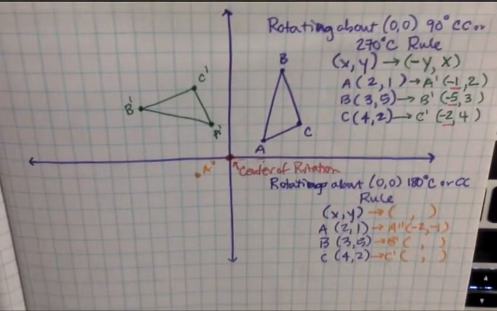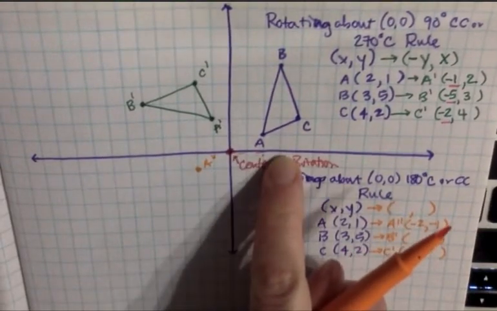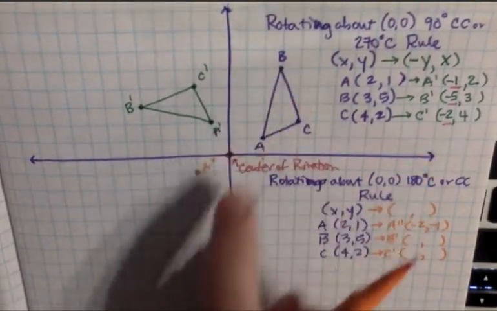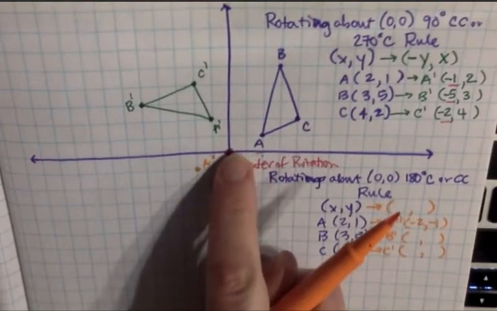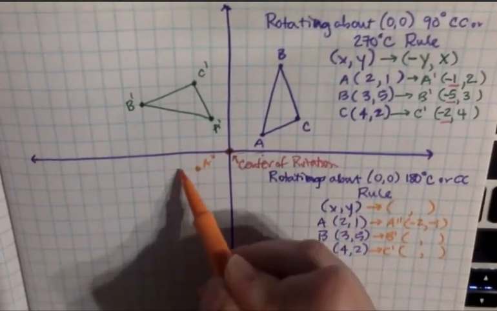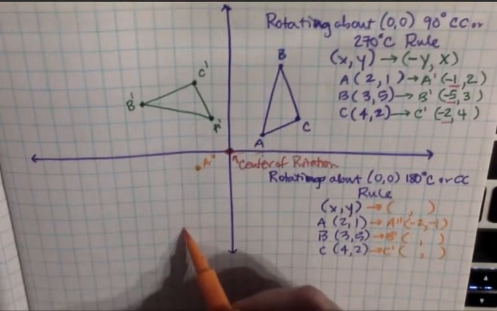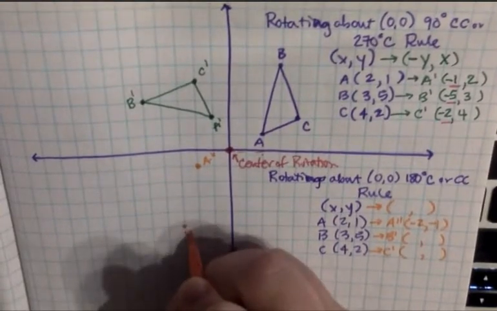If we look at B, B is over to the right 3 and up 5. That means we're going to the left 3 and down 5. 1, 2, 3, 4, 5, down 5. We get B double prime.